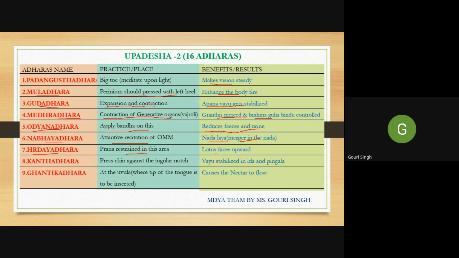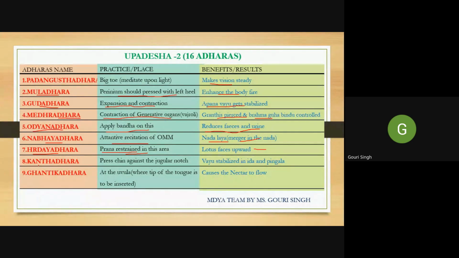How many petals face the downward direction in this area according to this text? Eight petals. The eight petals in the downward direction become upward by doing this meditation or this practice, by restraining prana. If you do this practice, what happens? That eight-petal lotus, which is facing downward, becomes upward.